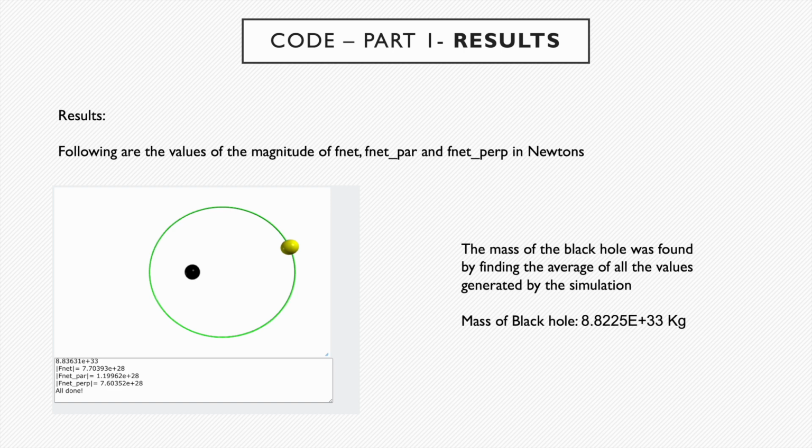Now the results are as follows. The values for Fnet parallel and Fnet perpendicular came out to be the following. And the mass of the black hole was found by averaging all the values generated by the simulations, which was 8.82 × 10^33 kilograms.